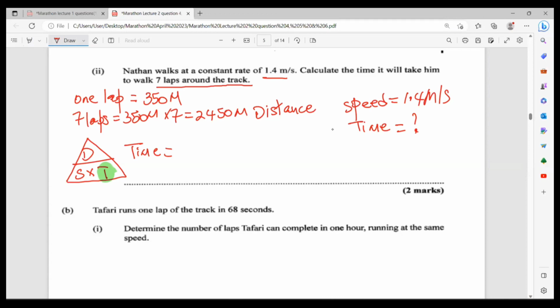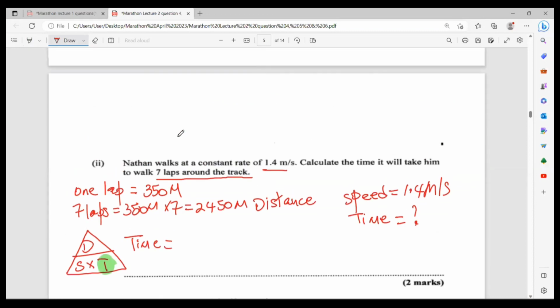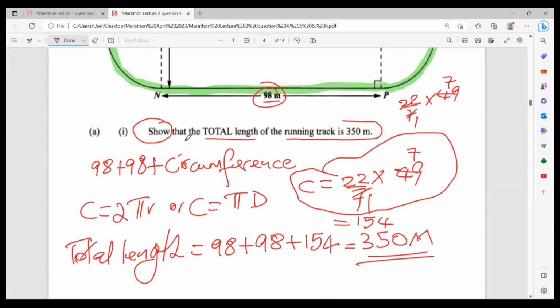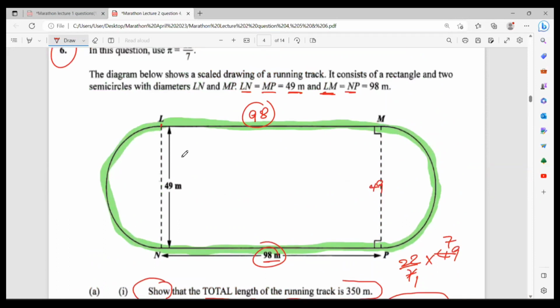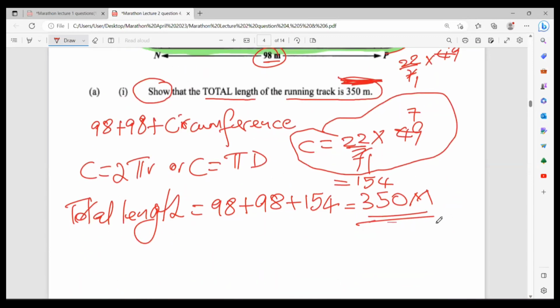Sir, I'm listening, speak. Could you go back to A because my laptop shut down a while ago. Yeah, but what is it about A you're looking at? I didn't get the answer. No, the answer was to prove. They told us what the answer was. They were asking us to show that it is 350 already. So all we did was find the circumference of the circle and add it to the 98 and the 98 to see if we get it. And we did add it and we get back that. That's all. Good? Okay, thank you.